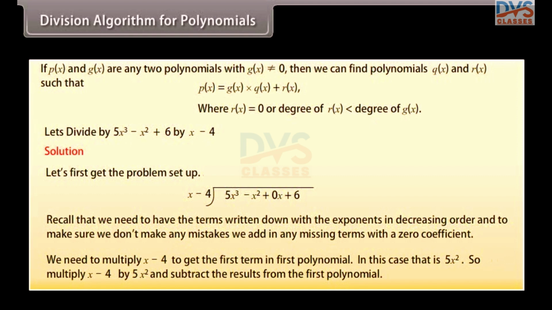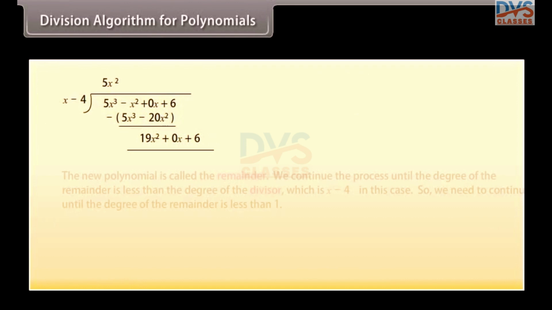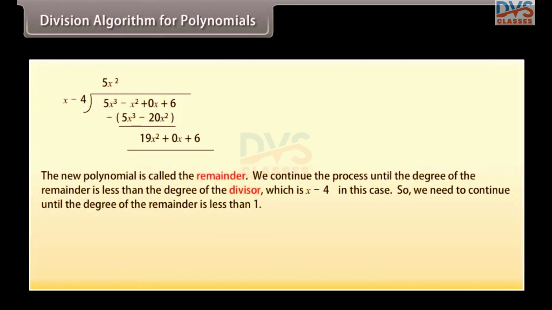We need to multiply x minus 4 to get the first term in the first polynomial. In this case, that is 5x squared. So multiply x minus 4 by 5x squared and subtract the result from the first polynomial. The new polynomial is called the remainder.